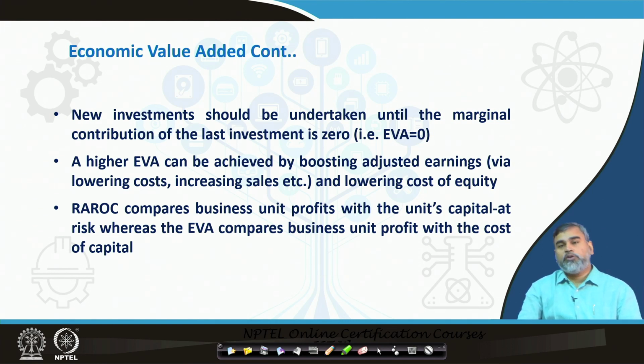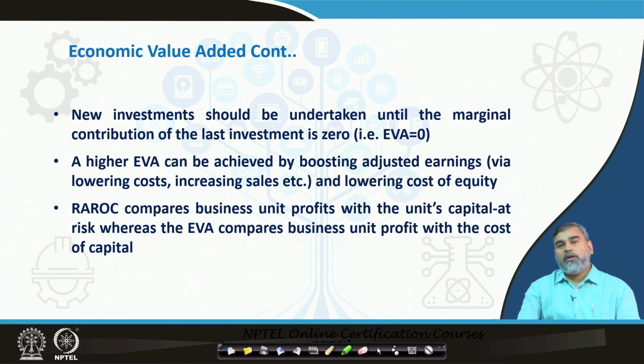If you see the difference between these two, RAROC and EVA, the RAROC basically compares the business unit profits with the unit's capital at risk, whereas the EVA basically compares the business unit's profit with the cost of capital. So, with RAROC, the capital at risk is how much risk is involved with respect to the capital, but here we are talking about the cost of capital. People always consider EVA a better approach, because it considers the cost of capital, which also incorporates the risk involved in raising the capital.